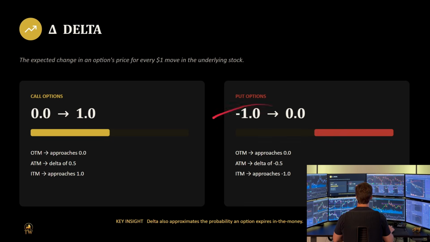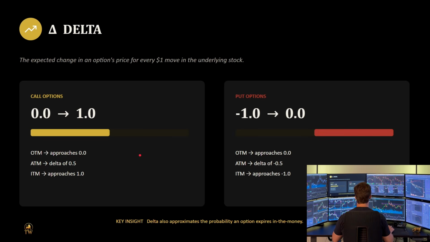If you have a put with a negative delta of 0.25, for example, and the underlying drops $1, you can expect your option to go up in value by 25 cents. Puts will always have a negative delta, ranging from -1 to 0, and call options will always have a positive delta from 0 to +1. They can range anywhere in between, but a call can never have negative delta and a put can never have positive delta.